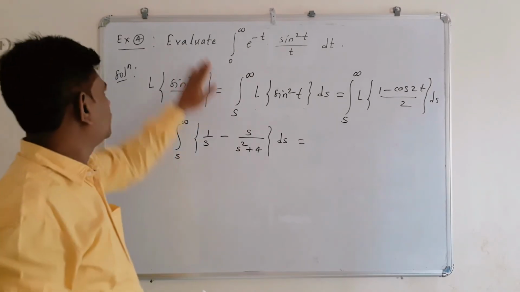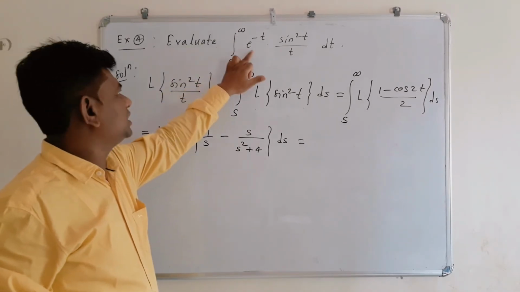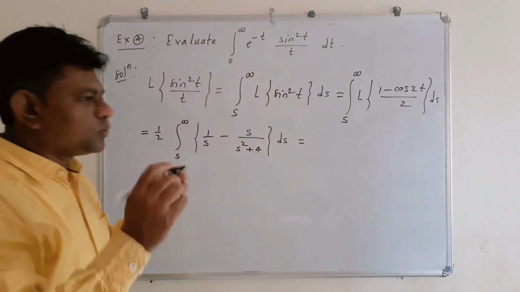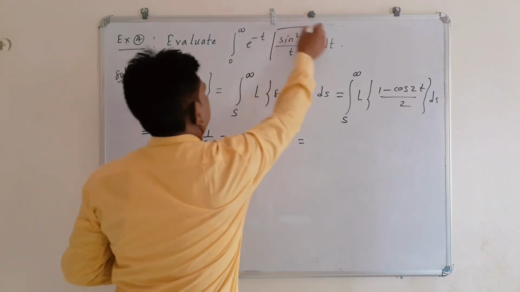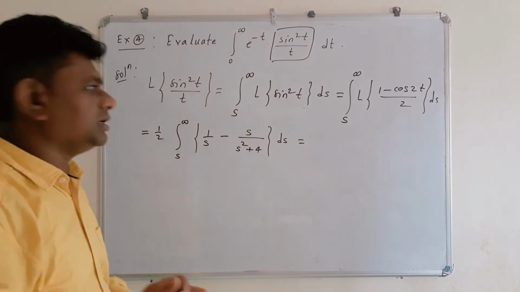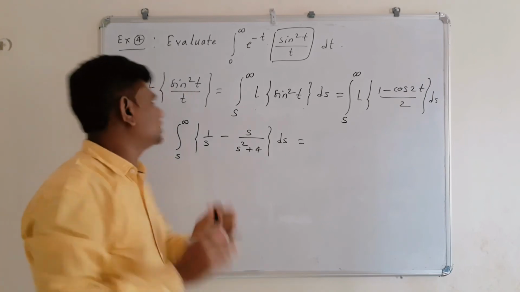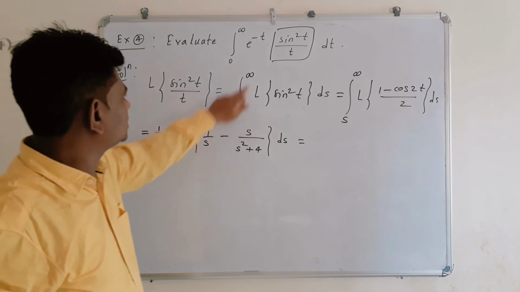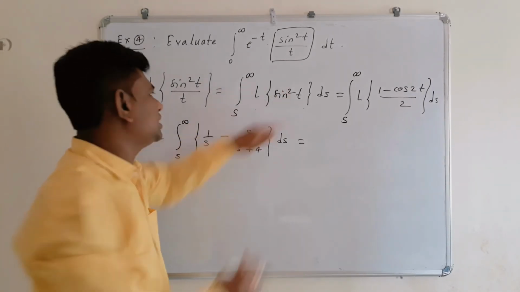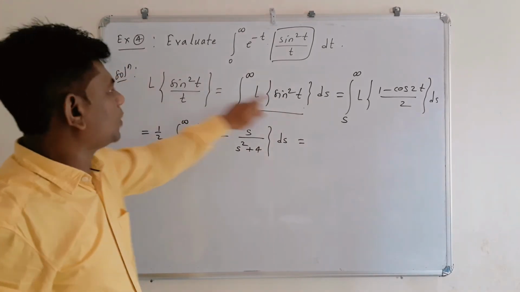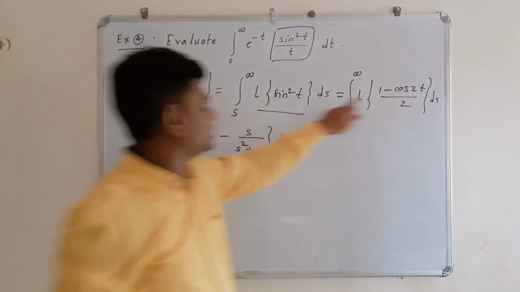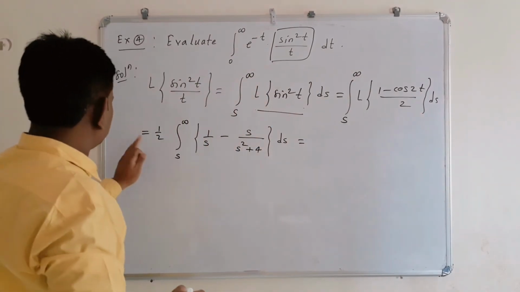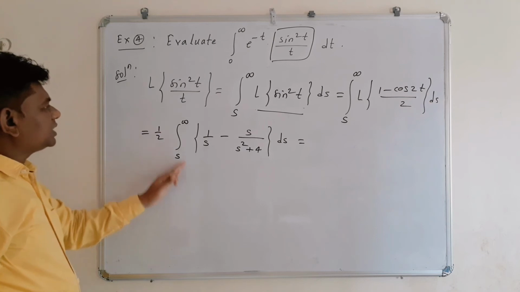Now example 4, evaluate the integral from 0 to infinity of e to the power minus t sin square t upon t dt. Now first we find the Laplace transform of sin square t upon t by using the division by t property. So therefore the Laplace transform of sin square t upon t is equal to the integral from s to infinity of f bar s. Here f bar s is the Laplace transform of sin square t, and sin square t is (1 minus cos 2t) upon 2, and this is equal to half the integral from s to infinity.